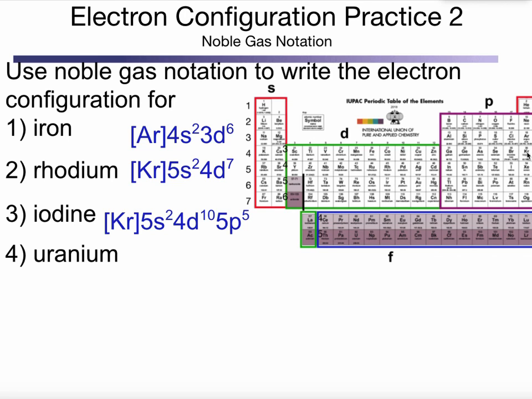So you start out with 36 electrons, 5s2. Now you're with 38 electrons. You've got another 10 electrons in the 4d, and then you get to 5p5 and you're done.